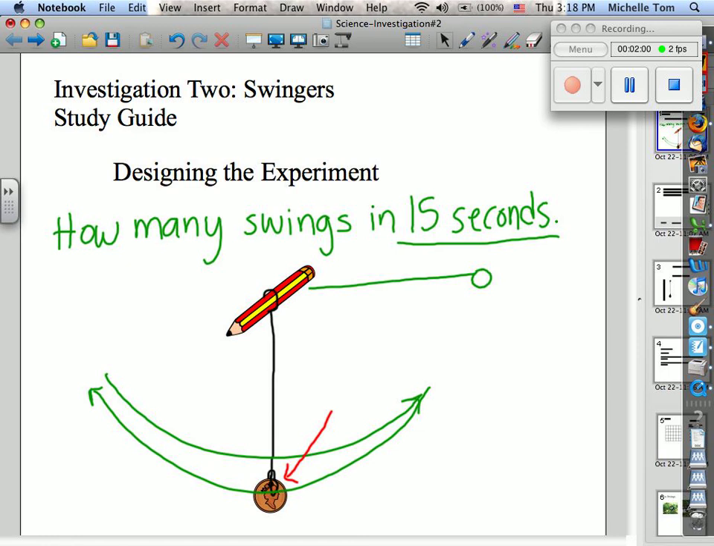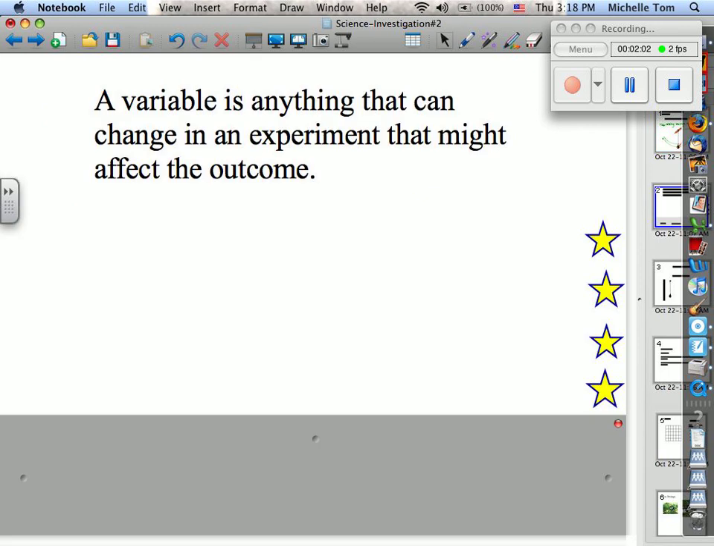What is a variable exactly, as a review? A variable is anything that can change in an experiment that might affect the outcome. Now, we learned through our readings that Galileo tested a lot of different variables, and some of those things that we controlled in our investigation didn't actually affect the outcome for Galileo, but it's still important that we controlled them because we weren't sure. So, here are some of the variables that we looked at.